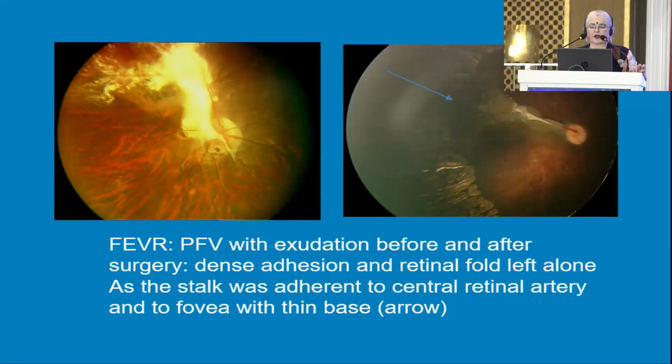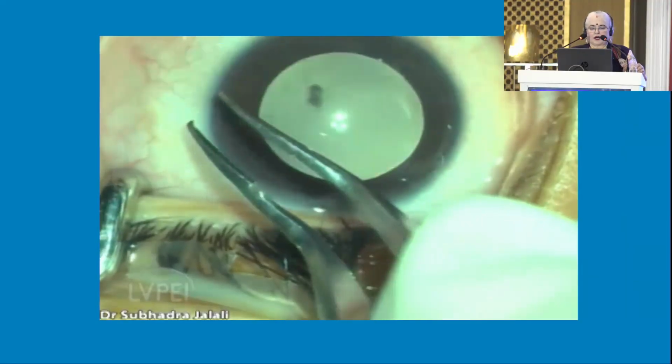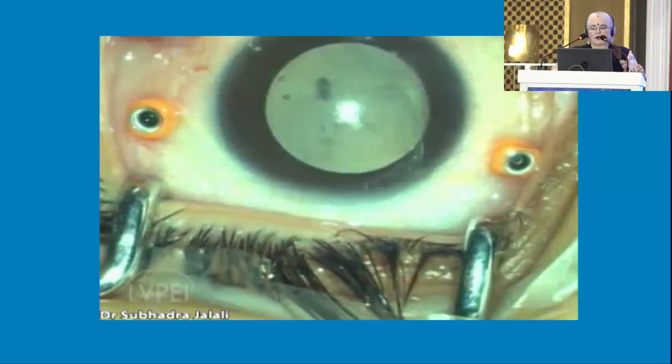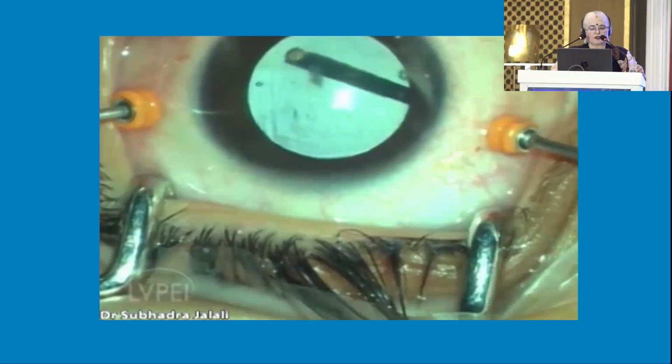And in this case, because the stalk was densely adherent to the central retinal artery and to the fovea, we only trimmed it. We didn't dissect it out because that would be disastrous. So I think I can just show this video of how we manage this. Can we have the audio also?